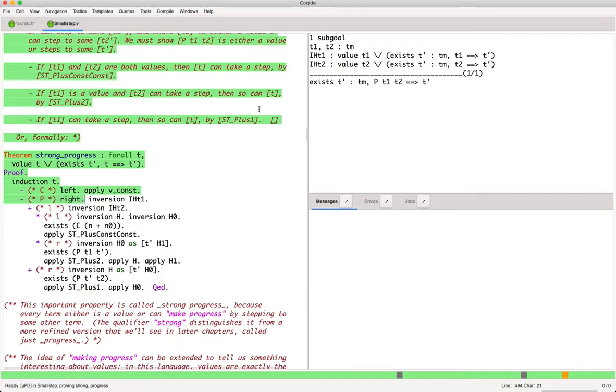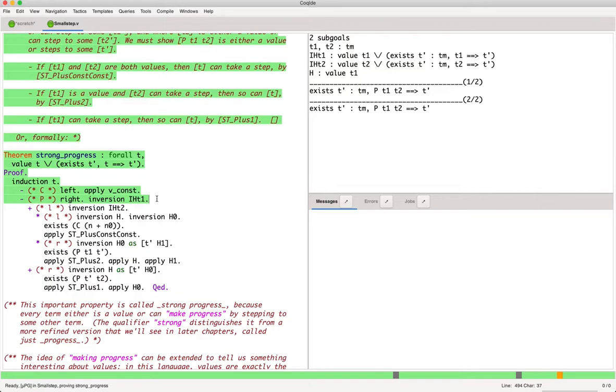And basically we have to somehow find a term that p t1 t2 can step to, and we have to use these induction hypotheses to do that. If you think about this, it might be that, for example, t1 is already a value, or it might be that t1 can step, and similarly for t2. So let's just look at one level of this a little bit.